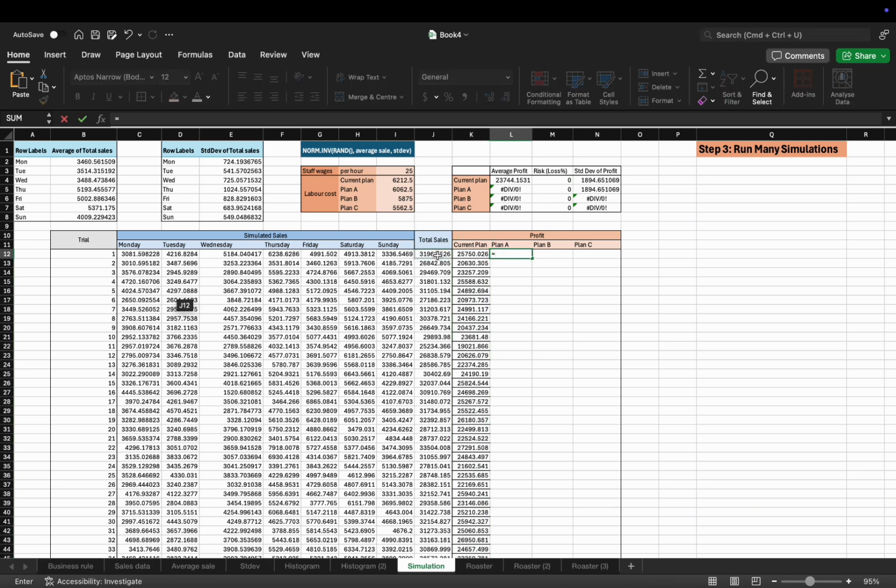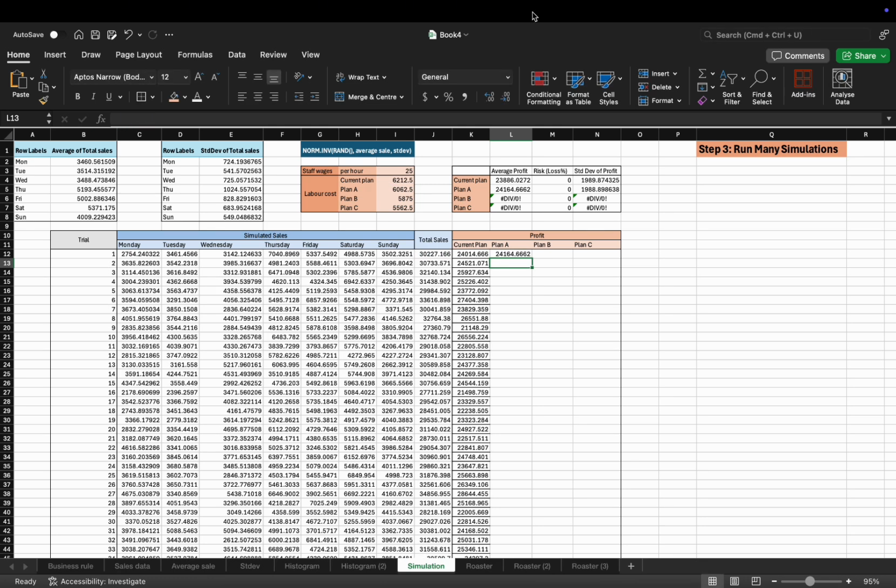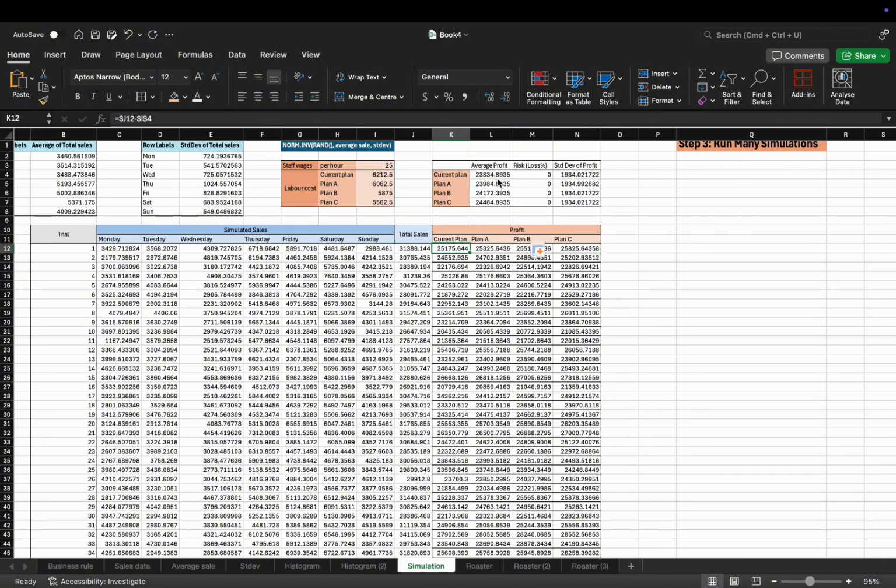For example, if we want to calculate the profit of plan A, we take the total sale in J12 and minus it with the labor cost of plan A, which is E5, and then we have the profit for plan A at that week. Next, we have to calculate the average profit for each plan.